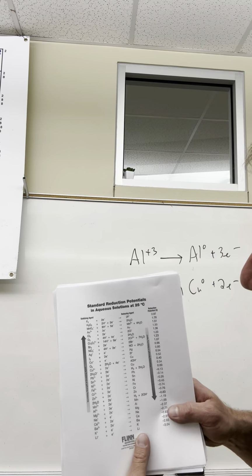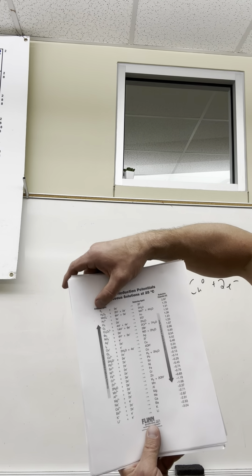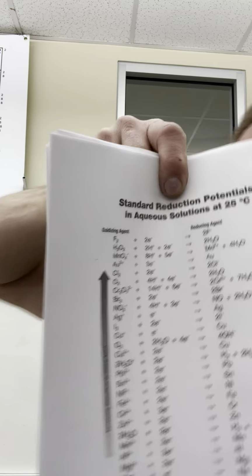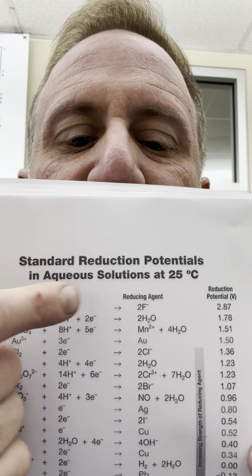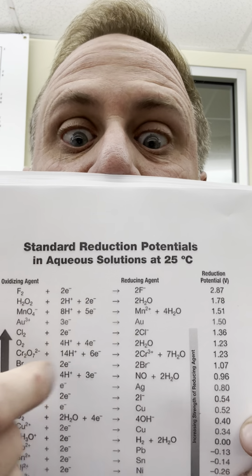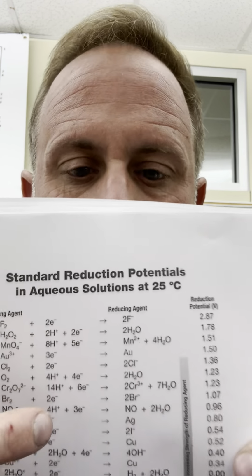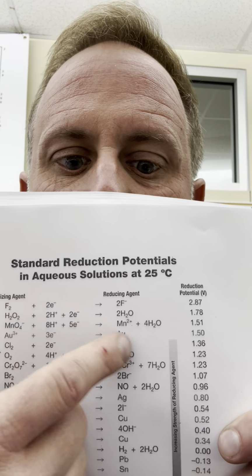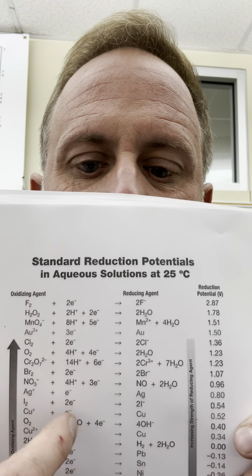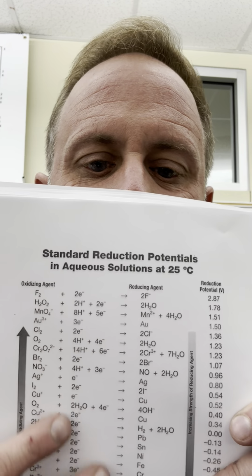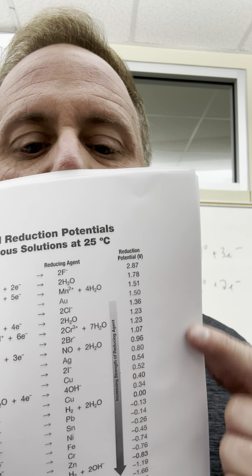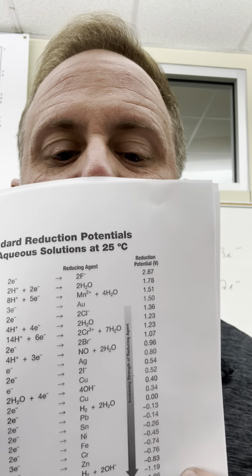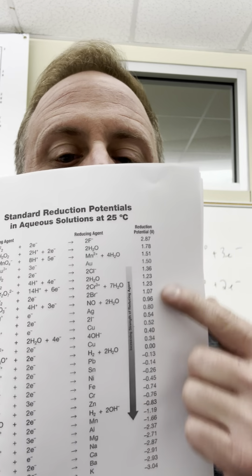And what I want you to see is we have ourselves a bunch of reductions. So let's look at this close. Hopefully it zooms in. We have ourselves a bunch of reductions taking place across the way. So everything's gaining electrons. Over here, you can see there's reduction potentials, and there's different values there.